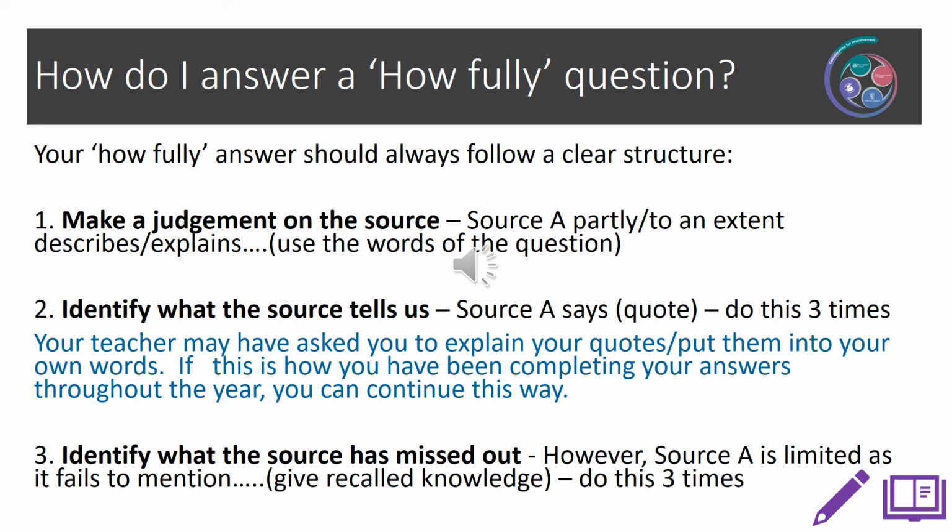The third step in your answer is to identify what the source has missed out. This is your recalled knowledge. How you could structure that is to say source A is limited as it fails to mention, and you would give your recalled knowledge at this point. You also do this 3 times. What you can see from the screen is that you don't get a mark for making a judgment on the source, but making that judgment allows you to access the full 6 marks in your answer. So you have to go through these 3 steps for you to pick up the full 6 marks overall.